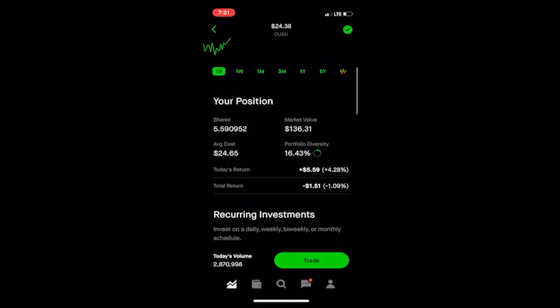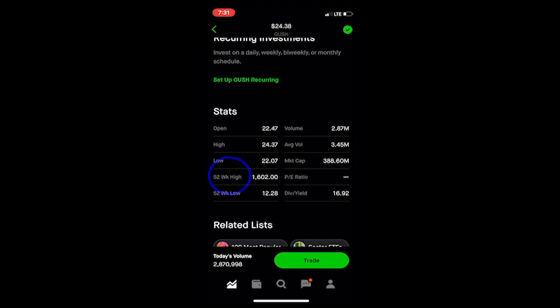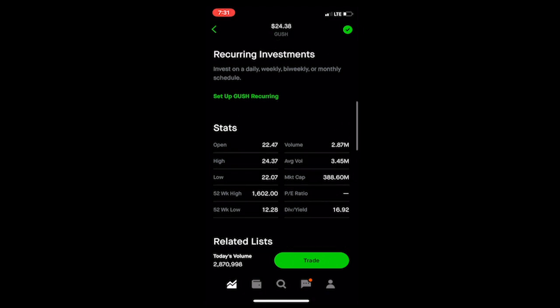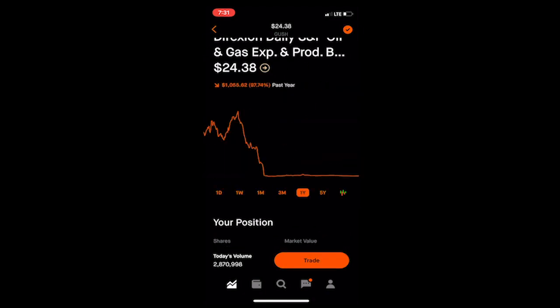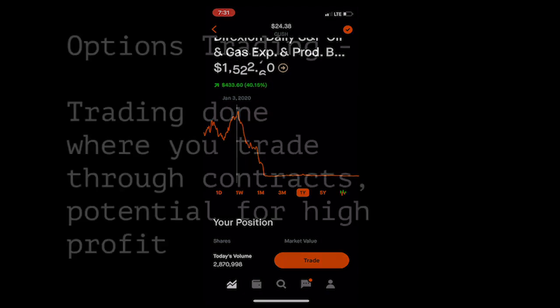Now the reason I got into GUSH was because of the market high. This was the reason why, right here, the 52-week high. So as you can see, the market high is priced at 1,602. And when did that happen? Let's see. So a little over when the coronavirus was hitting. That's when it had its original price of 1,600.